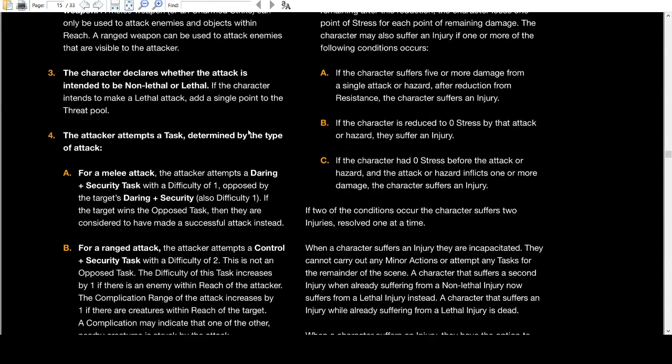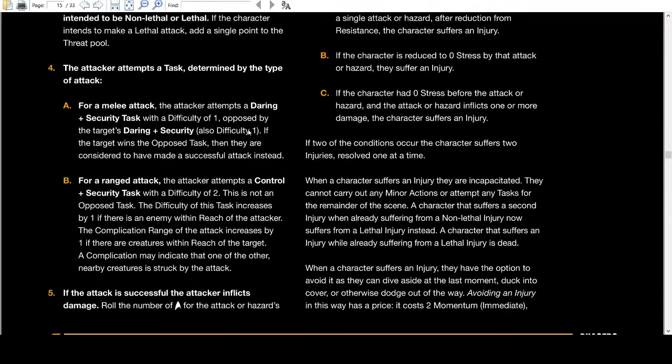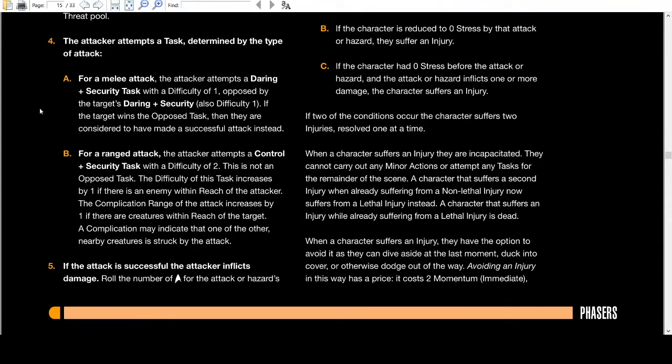Alright, step number 4, the attacker attempts a task determined by the type of attack. For a melee attack, the attacker attempts a daring plus security task with a difficulty of 1, opposed by the target's daring plus security, also difficulty 1. If the target wins the opposed task, then they are considered to have made a successful attack instead.